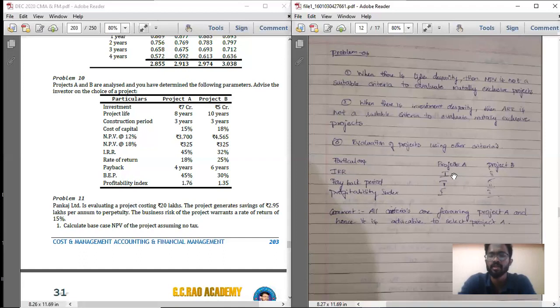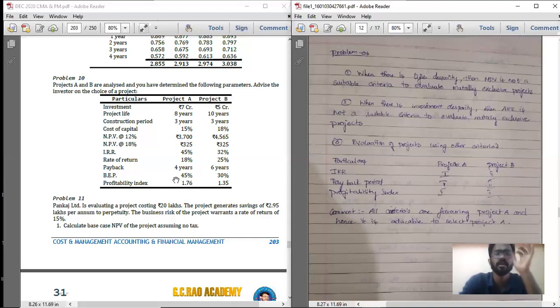So project 1 is option 1 and project 2 is option 2 if you go with IRR. Below that, payback period. See, the payback period is 4 years for project A, whereas for project B it is 6 years.